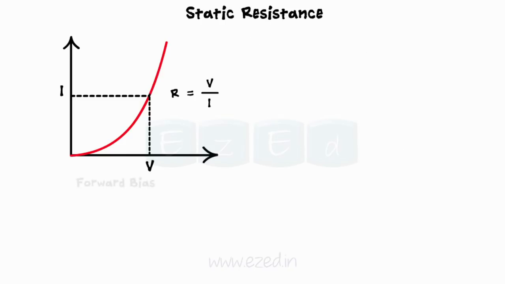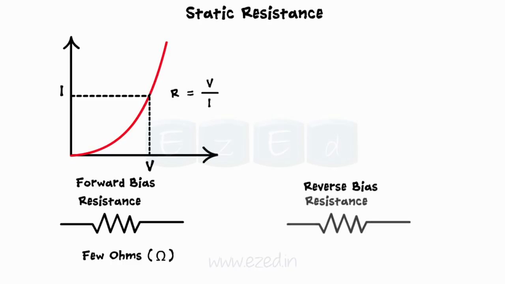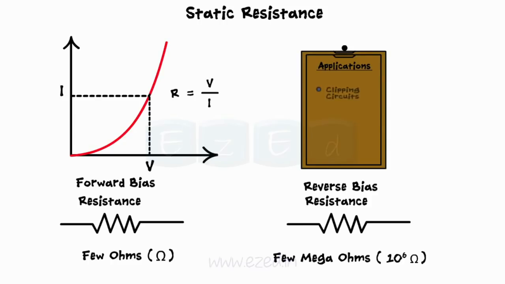During forward bias, current through the diode increases with the applied voltage. Hence, as the diode starts conducting, its resistance value goes down. Thus, during forward bias, the diode has minimum resistance. On the other hand, this resistance takes a very high value of mega ohms during reverse bias. DC or static resistance plays a vital role in the analysis of clipping circuits or rectifier circuits.